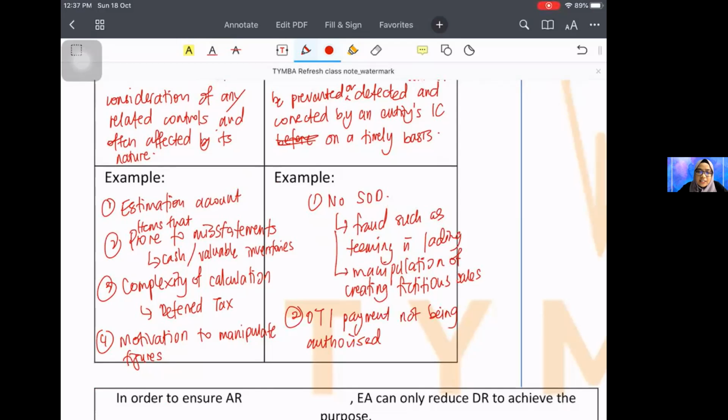Yes. Okay, so kenapa kita kena tahu what is inherent risk, what is control risk, and what is detection risk? We will use this idea to find our audit risk issues in the scenario. So kita akan guna idea tentang estimation account. We would use the idea of complexity of calculation. We would use the idea of no segregation of duties. We would use the idea of detection risk to find our issues in the scenario. That's how you identify the correct audit issues in the question.